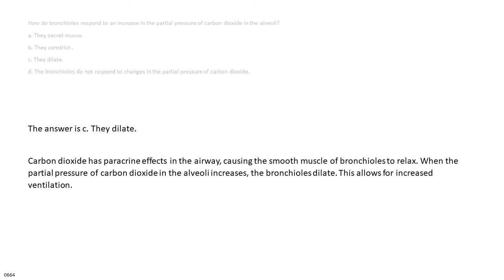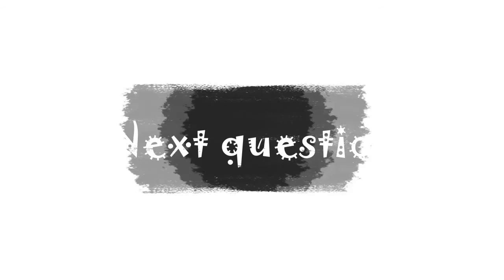The answer is C. They dilate. Carbon dioxide has paracrine effects in the airway, causing the smooth muscle of bronchioles to relax. When the partial pressure of carbon dioxide in the alveoli increases, the bronchioles dilate. This allows for increased ventilation.